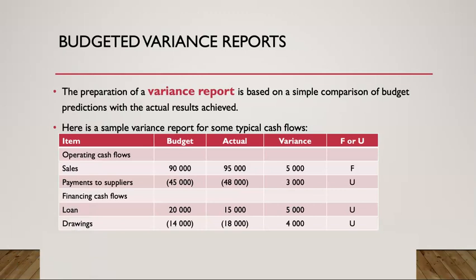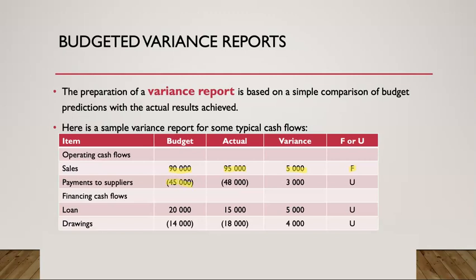If we go through this, sales were budgeted to be $90,000. The actual result was 95. So the simple variance is 5,000. And then we do our thinking and realize it's favourable. What do you notice? We don't say whether the 5,000 was plus or minus, we just say the absolute difference.